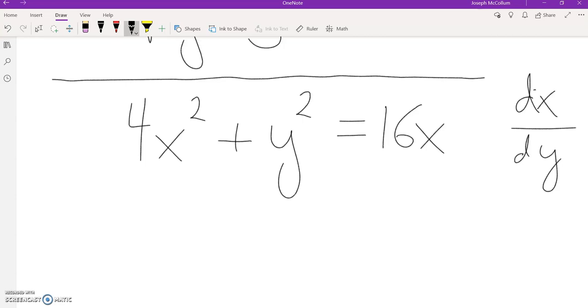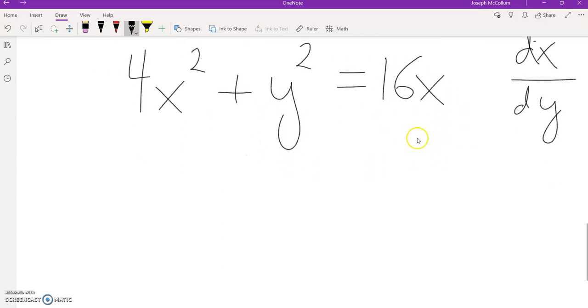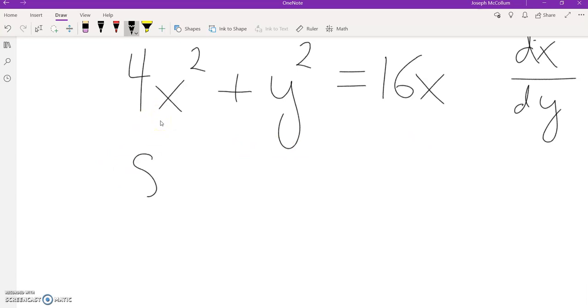Well, what I'm going to do is take the derivative of both sides, the derivative of the left-hand side and the derivative of the right-hand side. I'm actually going to use all the rules we know. There are no new rules. The derivative of 4x squared should be like you think it is. It is 8x. But here's the rub.